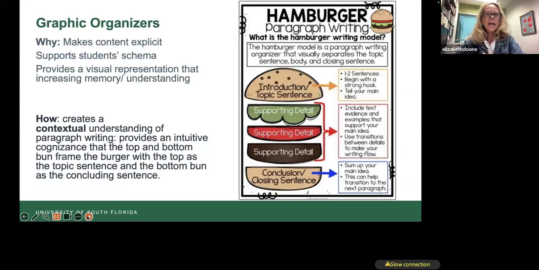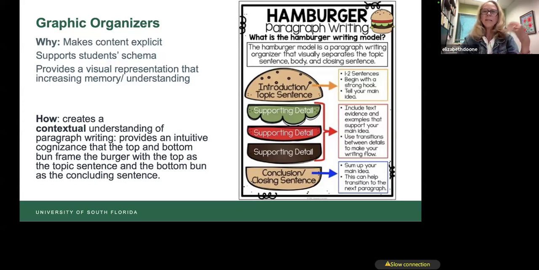And this is a graphic organizer, and I know that there was talk about what graphic organizers are and how we can use them. This one creates a contextual understanding of paragraph writing. And again, I know in the US, hamburgers are very prolific. You can't go anywhere without getting a hamburger. So it's very much connected to a student's schema. And then we have all these details. So we know that a topic sentence and a closing sentence are very similar, that they should sum up. So when we teach through this, it gives students understanding.